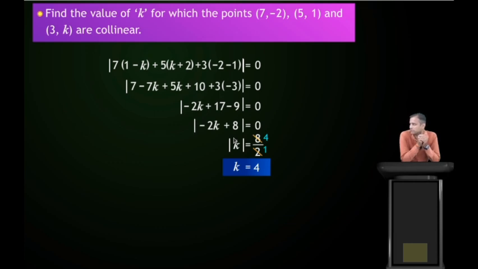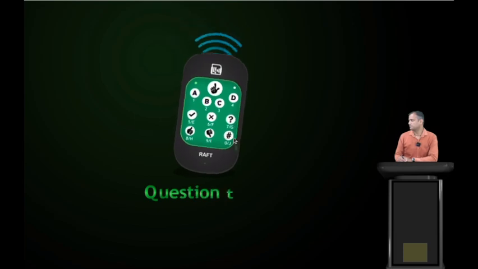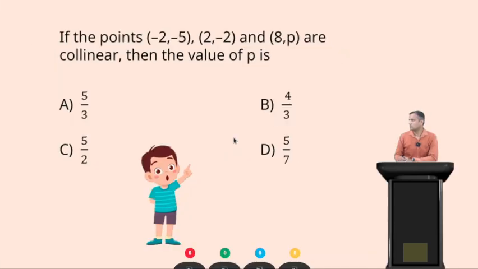Okay, so what is the value of k? It is again 4. So this is how we can find the value of k. If the points are collinear, then the value of p is, and your time starts now. Find the value of p, where the points are collinear.